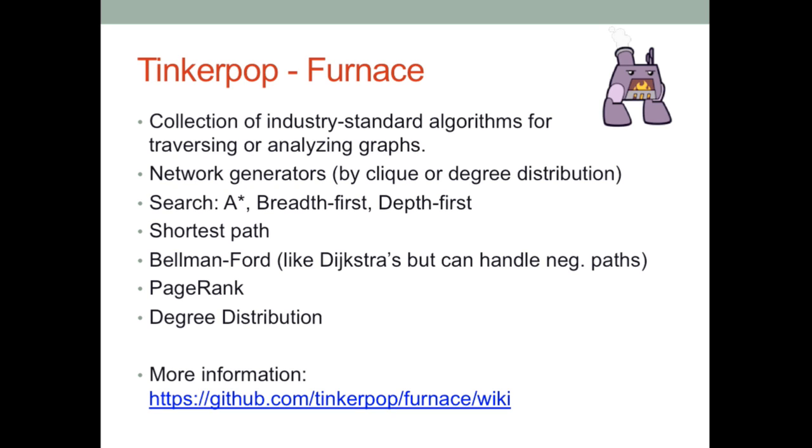Furnace, we talked about breadth first, depth first kind of search, but there's also, for those with a computer science background, things like A*, shortest path, Bellman-Ford, I mentioned PageRank before, and then degree distribution. Degree, basically when you have a node and you have connections coming into or out of it, the degree is essentially the count of those connections. And that becomes really important when you're starting to do graph analysis. You want to find those nodes that have a high degree count. And it can be either in-degree or out-degree or just an absolute degree.